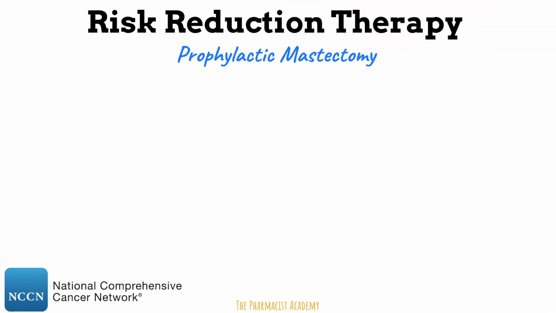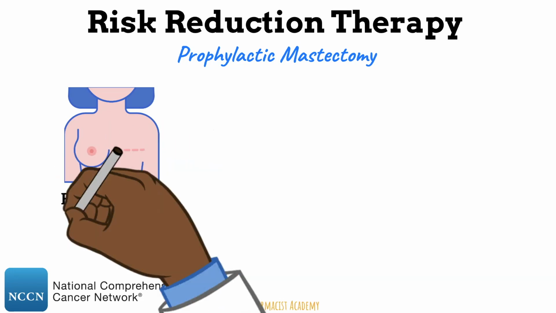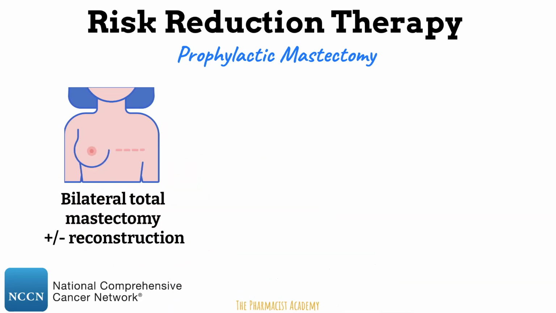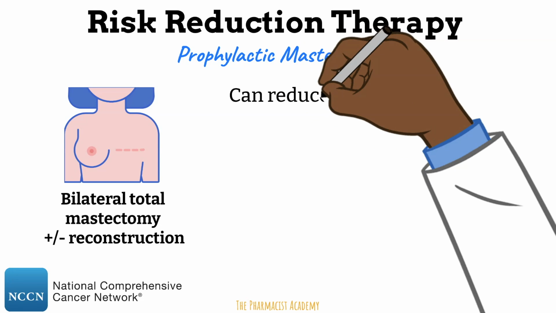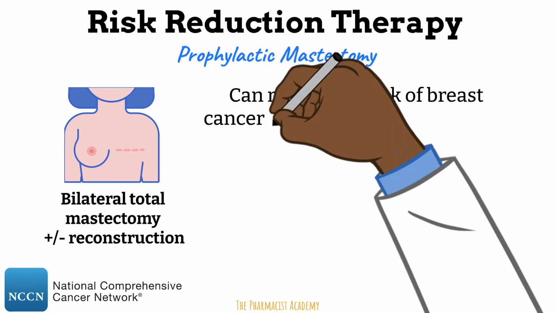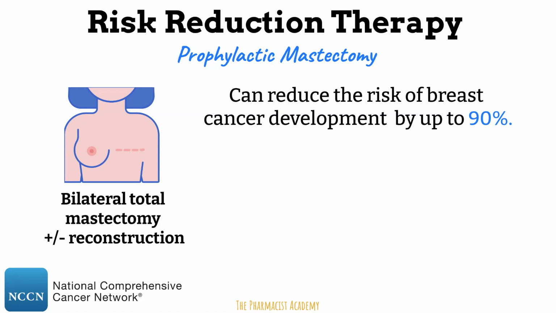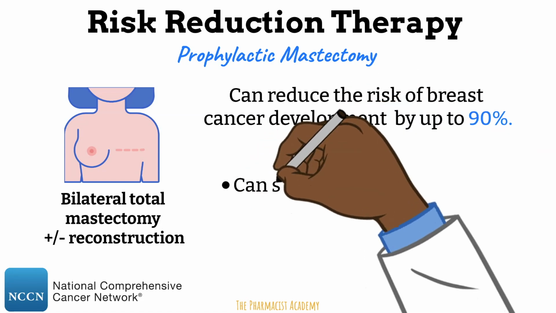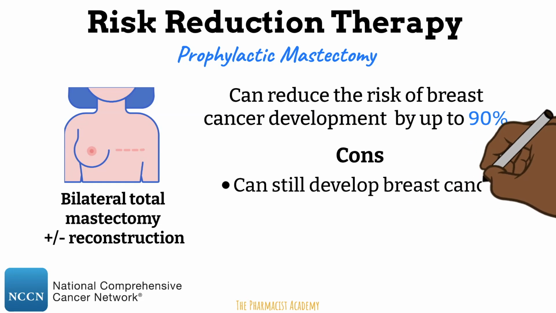mastectomies, also known as a preventative or risk-reducing mastectomy, is a surgery to remove one or both breasts to reduce the risk of developing breast cancer. The NCCN specifically recommends a bilateral total mastectomy plus or minus a reconstruction. Reconstruction meaning it restores the breast shape after a mastectomy using implants, for example. So the good thing is that the prophylactic mastectomy can reduce the risk of developing breast cancer by 90% in the lifetime. The bad thing is that there's still a small chance that the patient can still develop breast cancer.